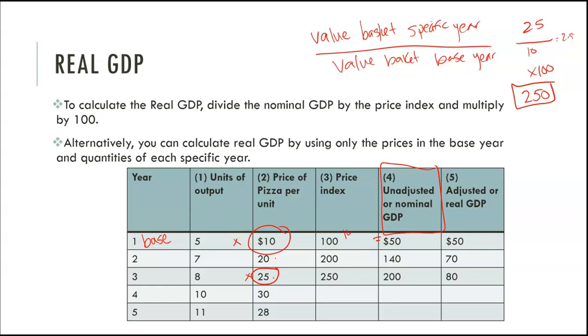In the base year, you would just do 10 divided by 10 times 100. Next year, 20 divided by 10 times 100. 25 divided by 10 times 100. Year 4, 30 divided by 10 times 100. And year 5, 28 divided by 10 times 100.